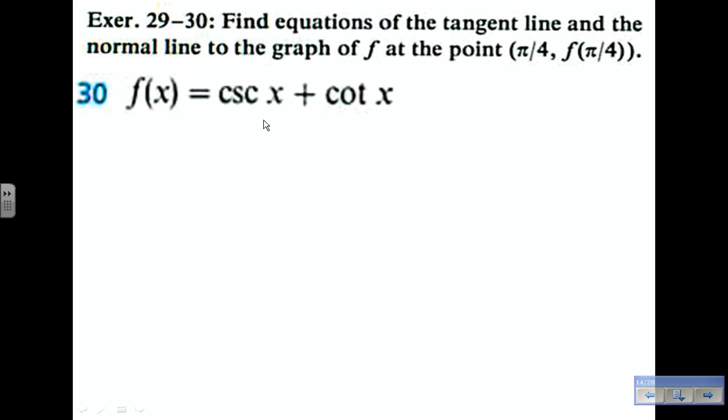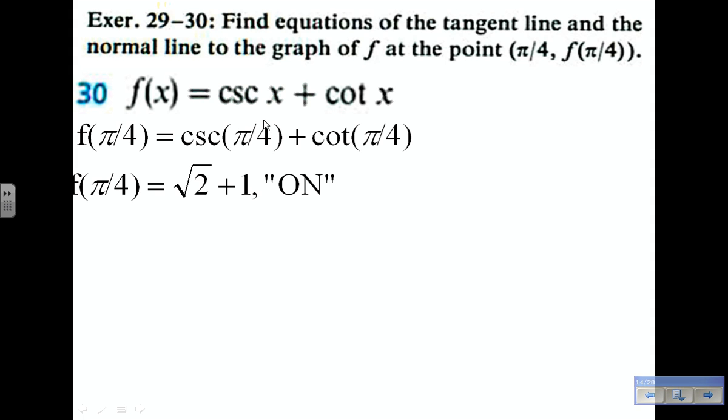Just kind of step back in time a little bit. We have to find the equation of two lines. So we need to find the slope. We need to find the y value when we already have the x value. You have to find all those. So I decided to dust off a little bit and find the y value first, which is the square root of 2 plus 1. And that is on the graph, so we're in good shape there. It means function value. So that's what Stephanie and William just came up with.